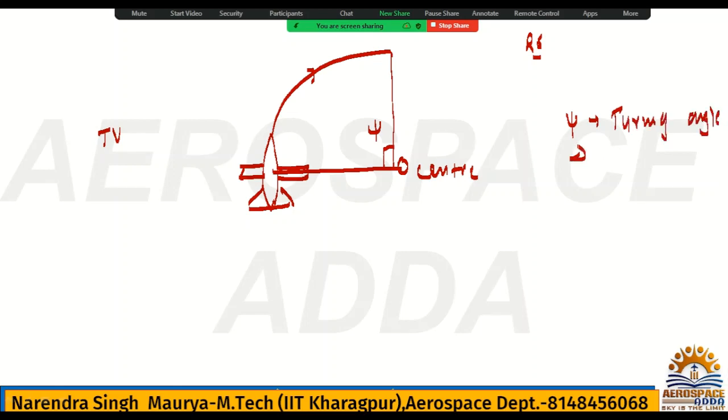Then what is the phi? Phi is the banking angle. Remember, the phi banking angle you can see only on the vertical plane. On the horizontal plane you cannot see it. But the turning angle you cannot see on the vertical plane, you can see it only on the horizontal plane.